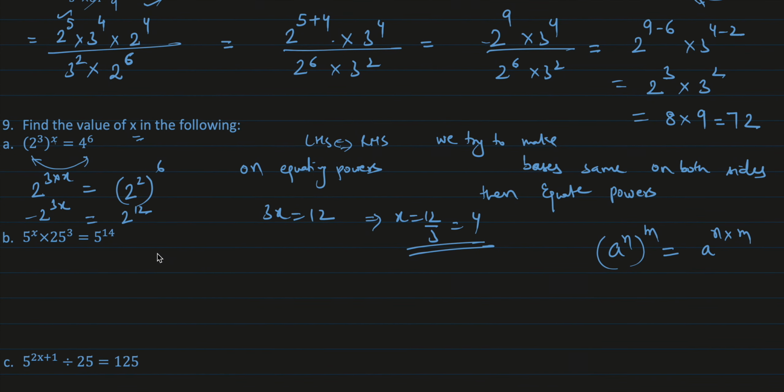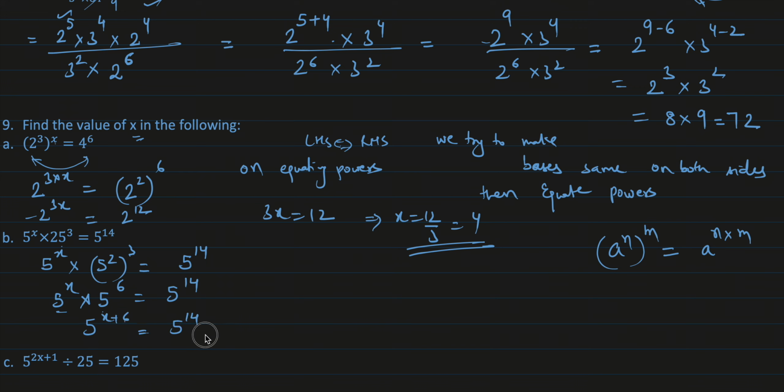Same thing we have to do. We will do what? We will equate the powers. First we will make the bases same. So first LHS 5x into 25. 25 is 5 raised per 2. So we can write it as this, and 5 raised per 14. So 5 raised to power x into 5 raised to the power 2 into 3, 6. 5 raised per 14. As the base is same, I will add the powers here.